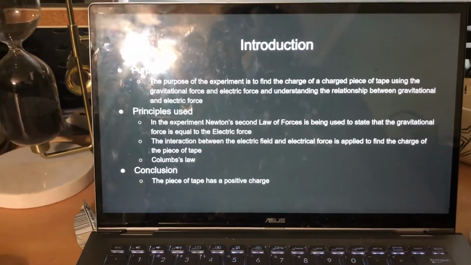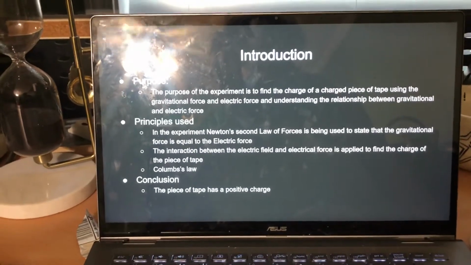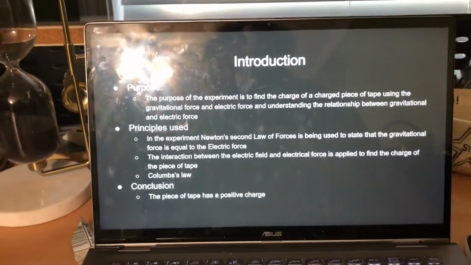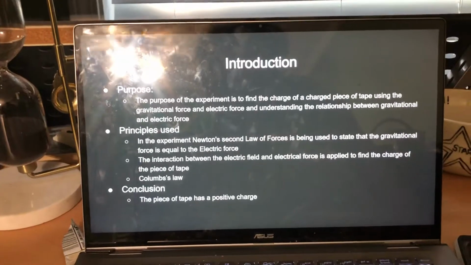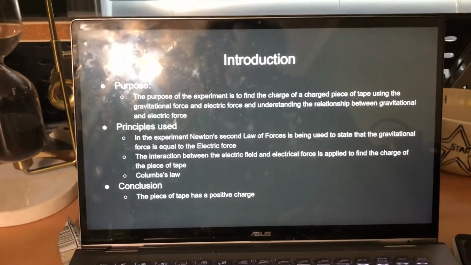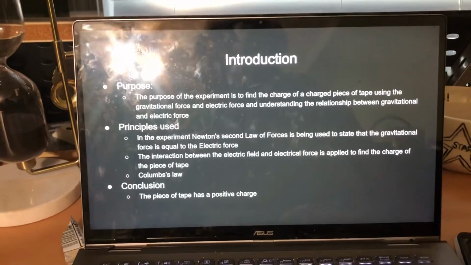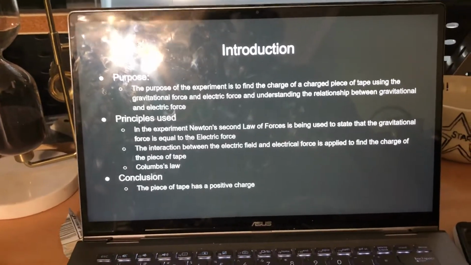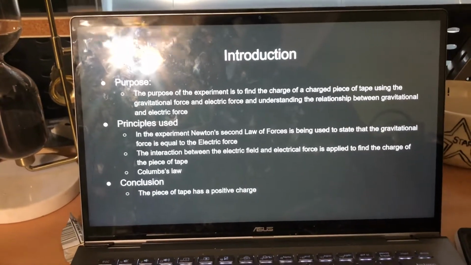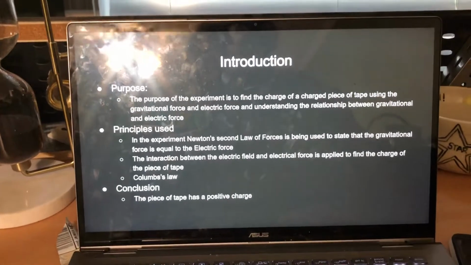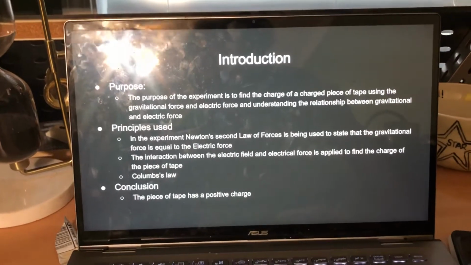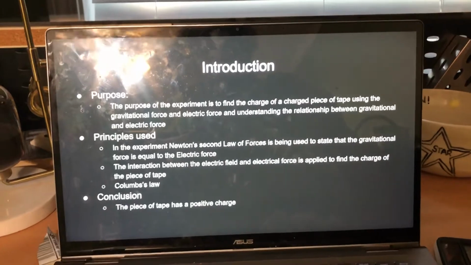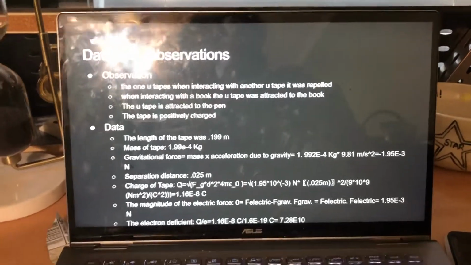In the experiment, Newton's second law is being used to state that the gravitational force is equal to the electric force, since the charged piece of tape is motionless and therefore has a zero net acceleration. Coulomb's law is used to find the electric field, and then the interaction between the electric field and the electric force is applied to find the charge of the piece of tape. Also, the piece of tape was concluded to have a positive charge.